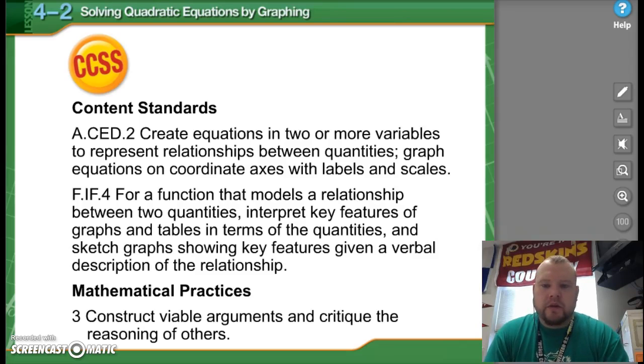Alright, this is the Unit 1, Lesson 2 video. You'll notice if we look up in the upper left-hand corner of our screen, this is from Chapter 4, Section 2 in the textbook. And the title of this lesson is Solving Quadratic Equations by Graphing.